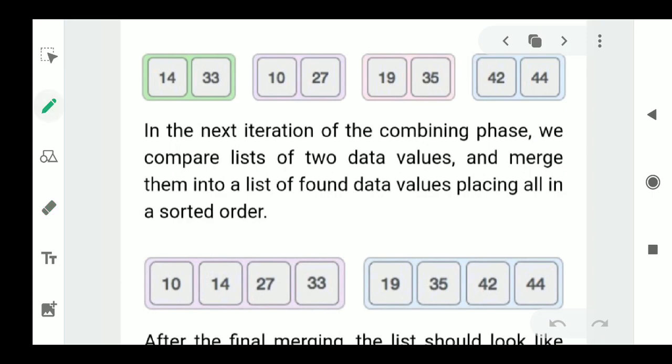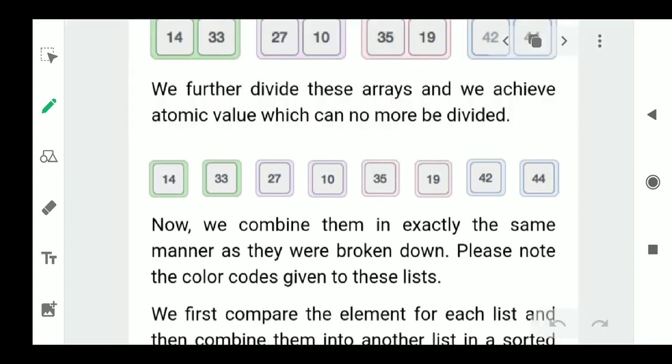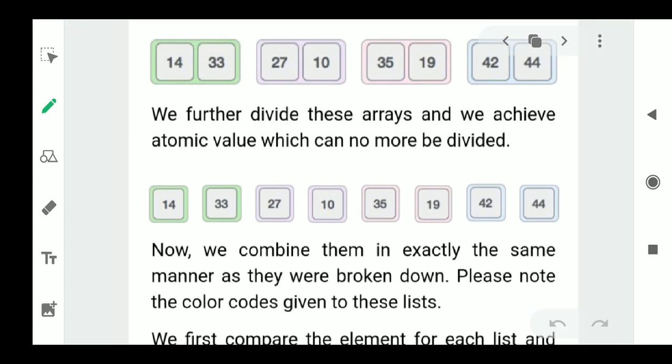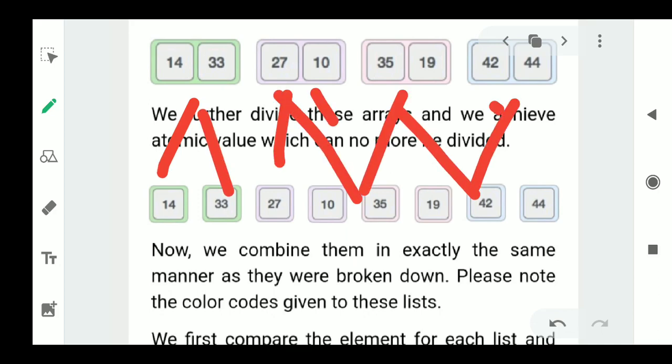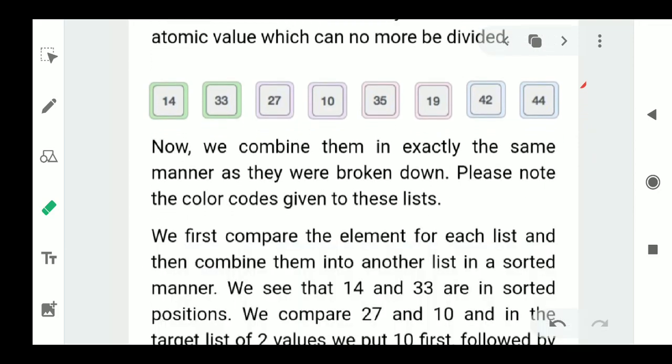This is the list we have, and now we are going to see how we divide it. We have divided the list of elements again into 2 halves: 14 and 33, 27 and 10, 39 and 19, 42 and 44. Now see, atomic values are achieved. We have divided until single values are found. Now what is the procedure? After dividing the list of elements into 2 halves until atomic values are achieved, that is our first step. The first step is over. Now we will go to the second step.